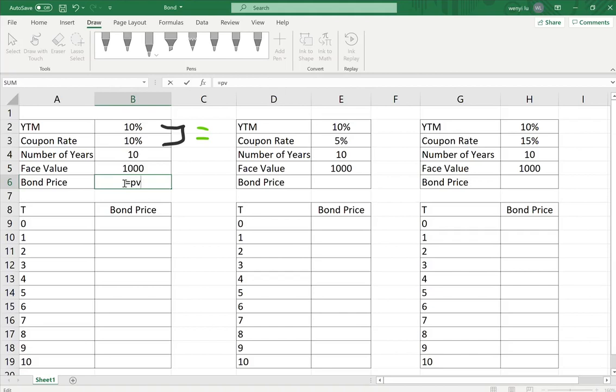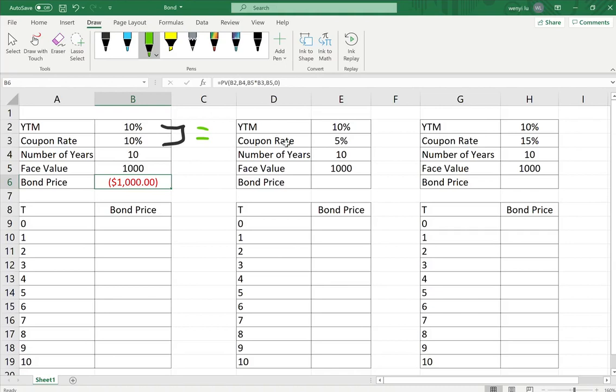PV function. The first argument is the rate, the discount rate. The number of periods will be 10. The payment is the face value times the coupon rate. The future value is always $1,000. The type will be 0, because you get the interest payment for the bond at the end of each year, so we choose 0 as the type of annuity. You see the price equals the face value. That's the first scenario, when the yield to maturity equals the coupon rate.